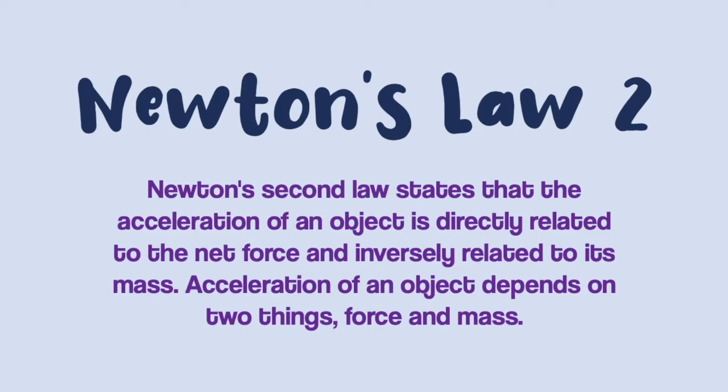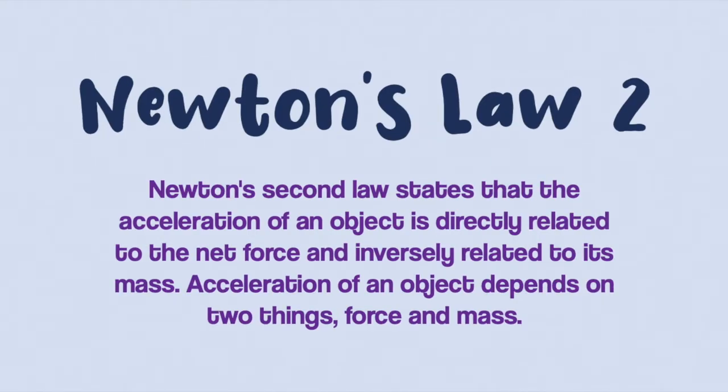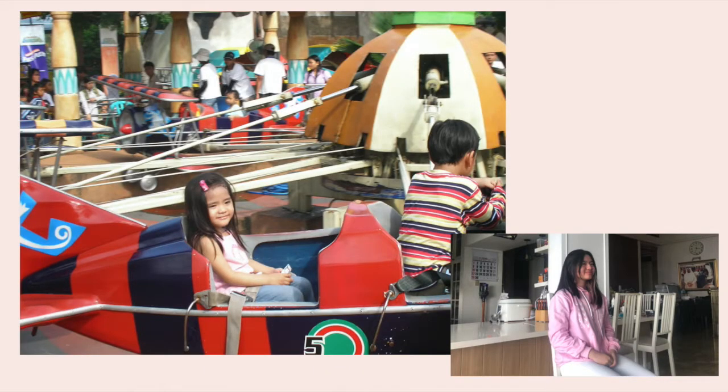Newton's second law states that the acceleration of an object is directly related to the net force and inversely related to its mass. Acceleration of an object depends on two things, force and mass. Here, Newton's second law can be seen as the acceleration of the object, which is the attraction ride, depends on two things: my brother and I's mass, and the force of the setting of the ride that is currently being set on.